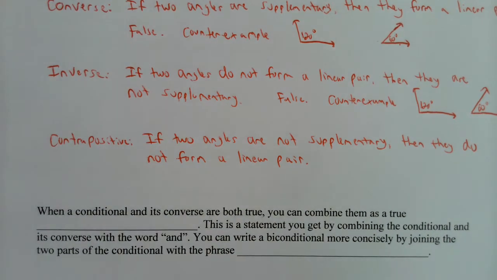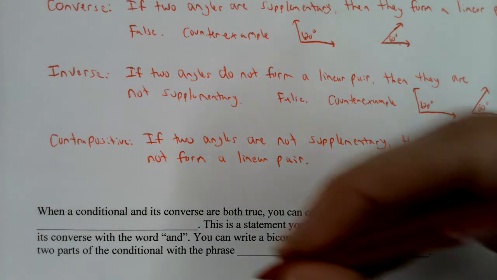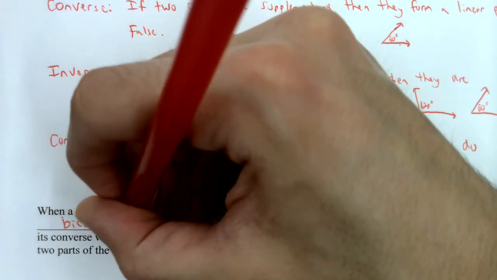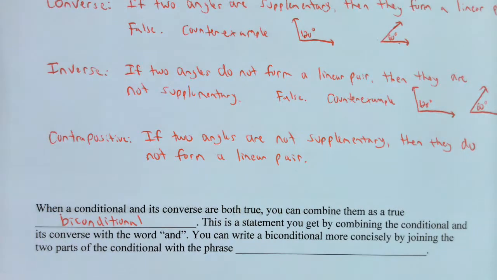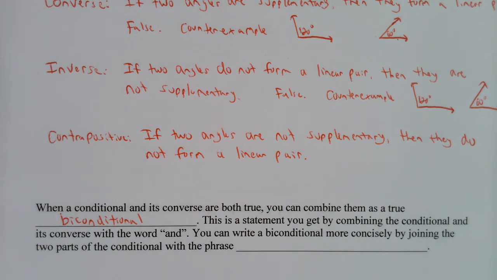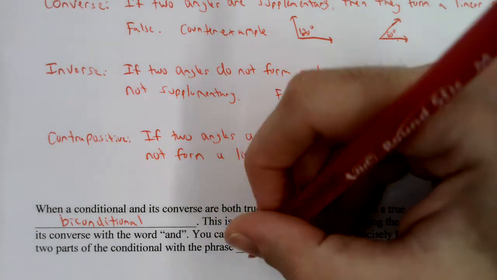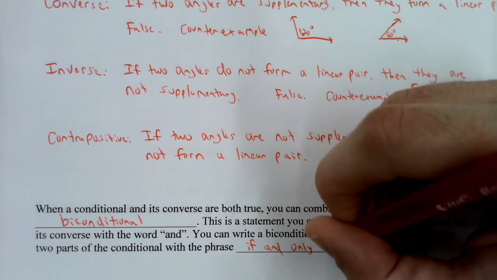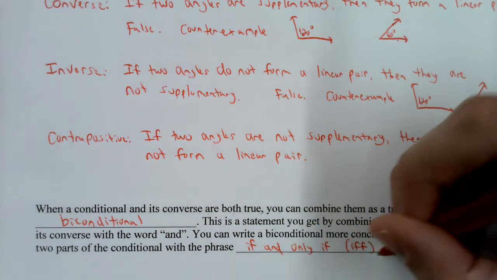When a conditional statement and its converse are both true, you can combine them into one statement. It's called a biconditional. Bi means two, so two conditionals. You can either write both sentences with the word and in the middle, but that's a little messy sounding. So you can combine them into one statement with the following phrase: if and only if, abbreviated IFF if you want.